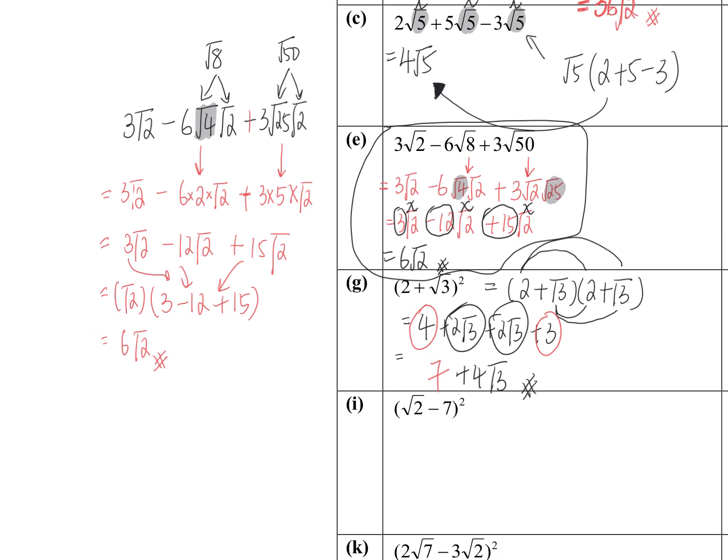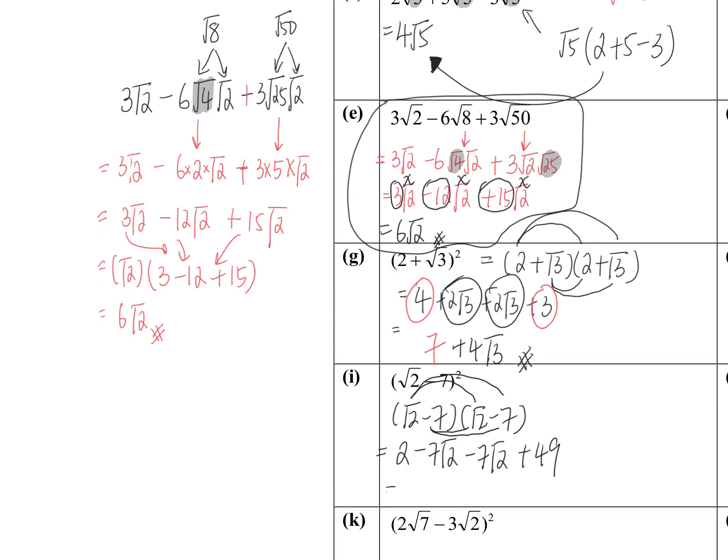Okay, this one same thing. Repeat these two and then you expand. So root 2 times root 2 is 2. Root 2 times 7 is 7 root 2. 7 times root 2, 7 root 2. And then negative 7 times negative 7 is plus 49. So if you simplify the numbers, it's 51 minus 14 root 2.